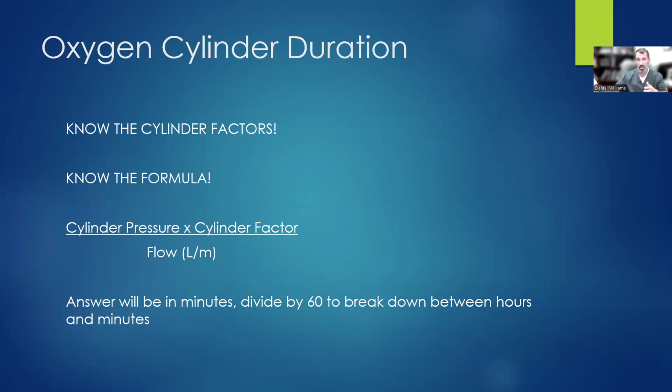You'll learn about the safety systems associated with that too. Briefly, I'll mention those. You've got the American Standard Safety System, the Diameter Index Safety System, and the Pin Index Safety System. The Pin Index Safety System is going to be utilized on E cylinders and smaller. The American Standard Safety System is going to be utilized on those larger cylinders, such as the H or K cylinder that we talked about.